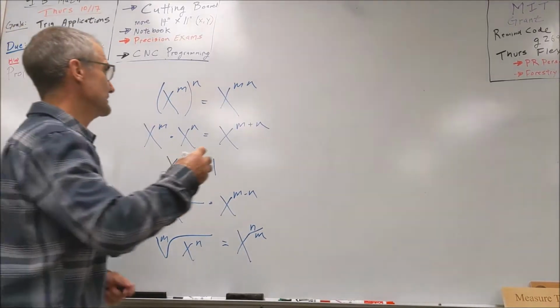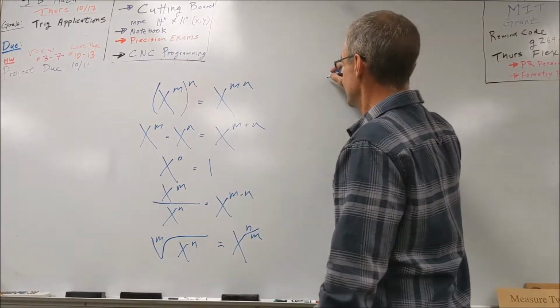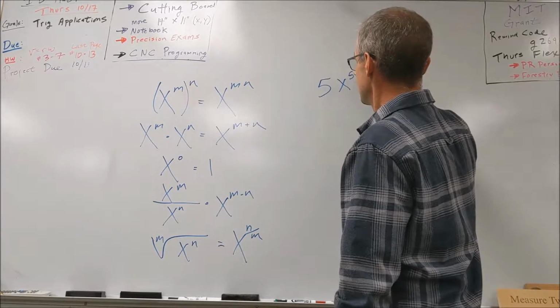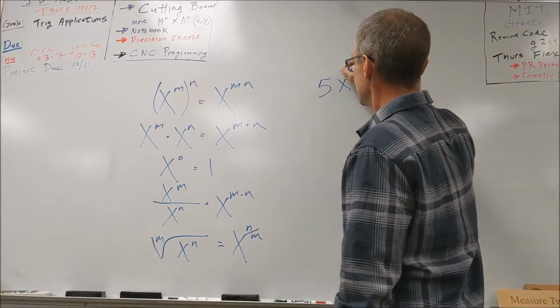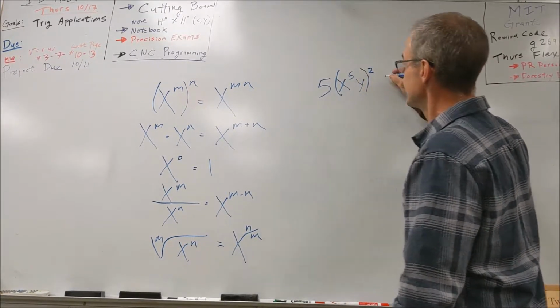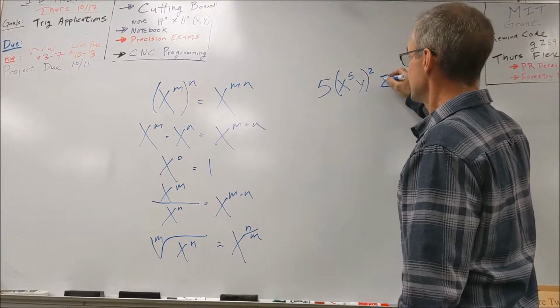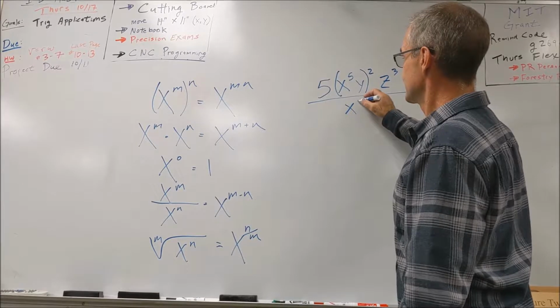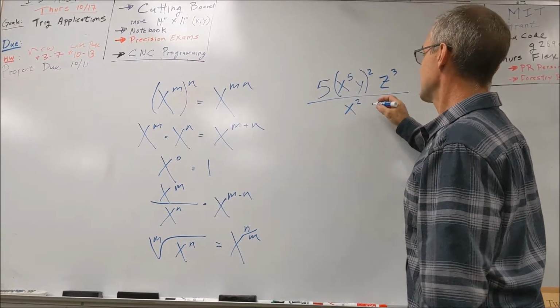An example would be, if I have 5x to the 5th, y quantity squared times z to the 3rd divided by x squared or something like that, or z.